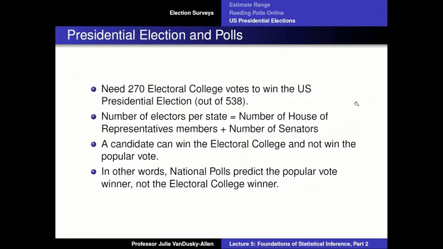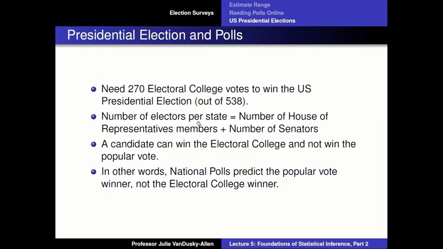With all that being said, it's really hard to use polls and survey results to predict who's going to be the winner of a U.S. presidential election, because the winner of the U.S. presidential election is not the winner of the national popular vote. They are the winner of the Electoral College. There are 538 electors in the Electoral College, and a candidate needs 270 Electoral College votes to win the U.S. presidential election. So where do these electors come from?